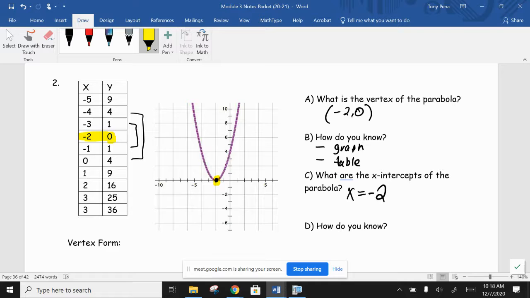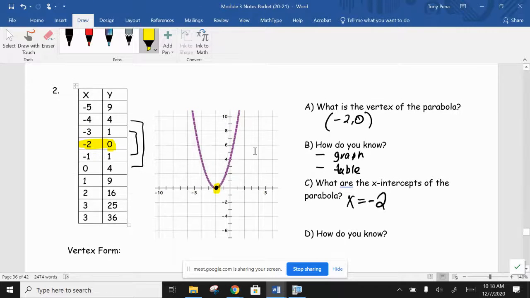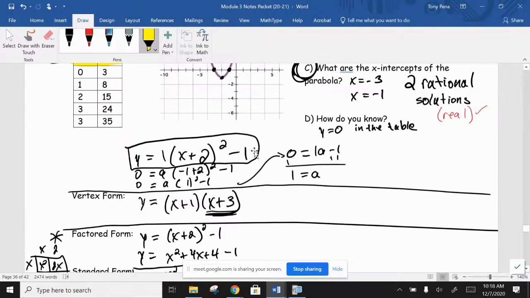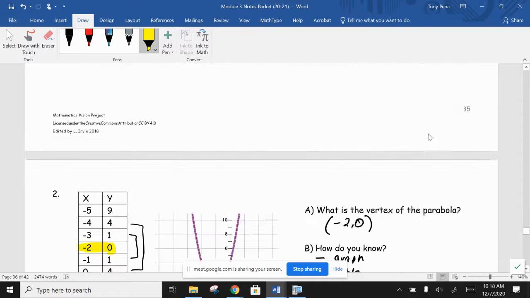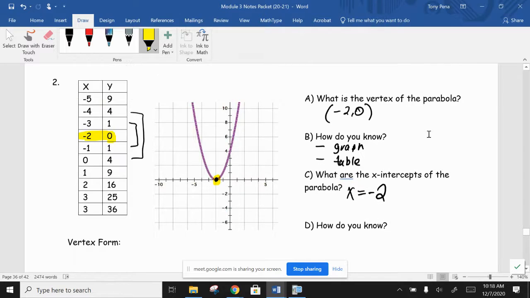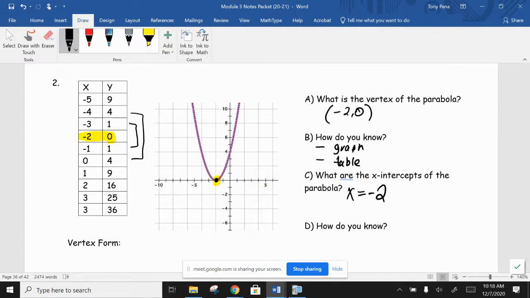So for the first time, really, since we've been doing all of these, every parabola we've done up until this point, that whole quiz, everything we've done, there's always been 2 solutions. So when we say that our x-intercept is -2, what I'm going to have you now write down here is that we really only have one rational solution.